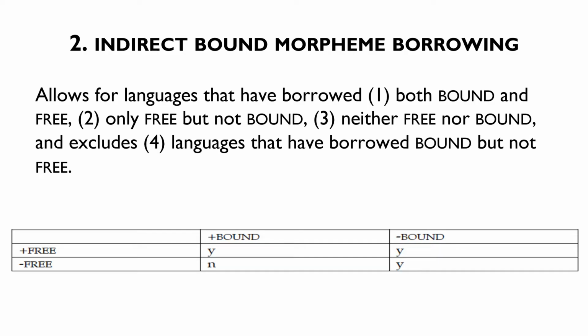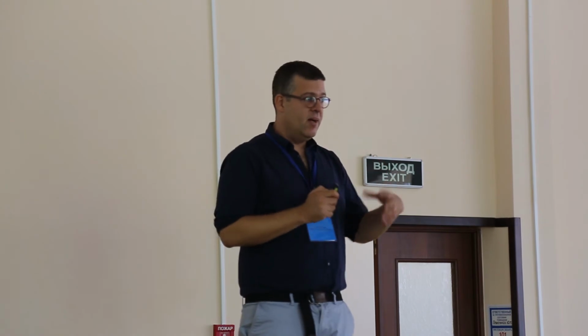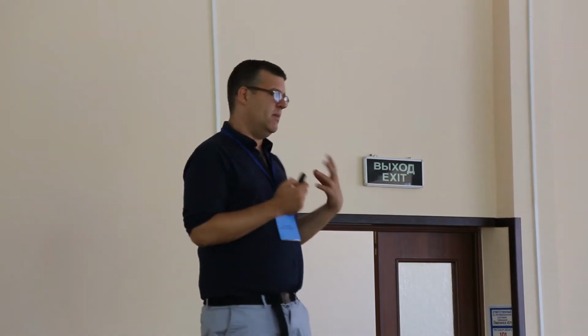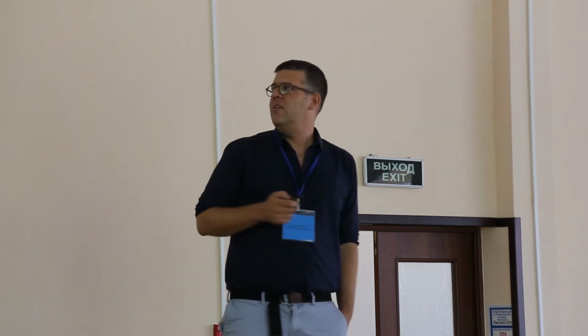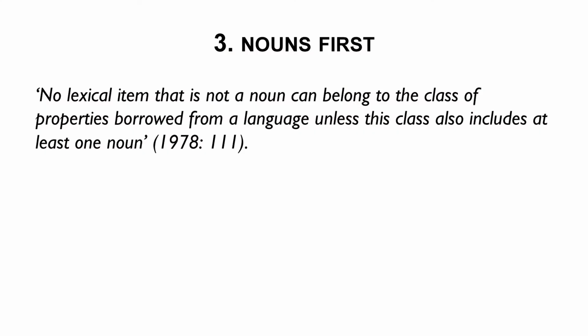So again, this is a Greenbergian universal, right? Because it allows for borrowing of bound and free items, only free but not bound, neither free nor bound, but it excludes languages of the type that have borrowed bound items but not free ones. Nouns first, another universal. It's complicated, but basically it says nouns are always the first thing to be borrowed, and this excludes languages that do something else.